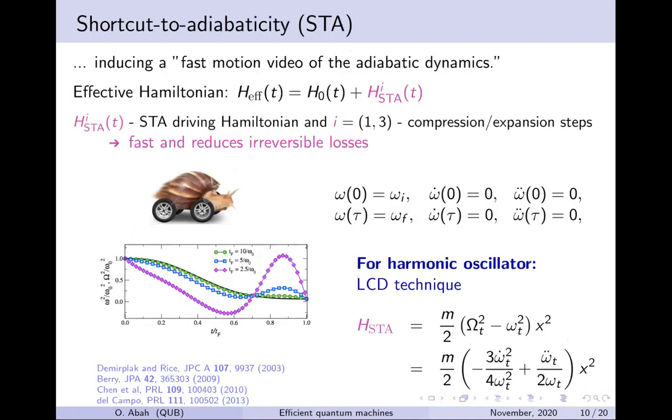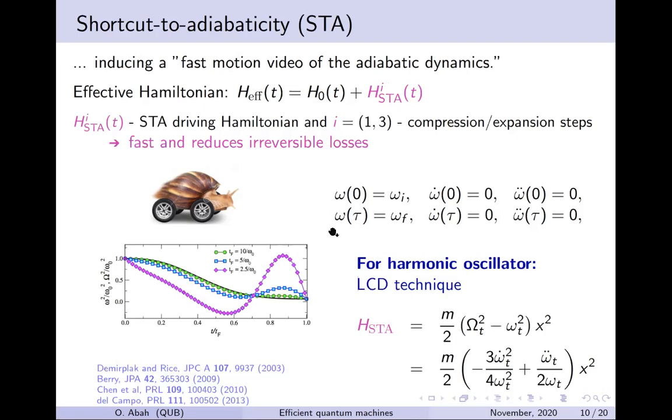So let's consider one of the known ways of doing this, which is called shortcut to adiabaticity. This is basically like slowing down a fast motion video. You start a process, for instance, you look at the plot, and we want to end at the same point where it would end in the adiabatic situation without minding what happens in between. If we look at the first question here, what it tells you is that we need to construct an additional Hamiltonian which will suppress the non-adiabatic transitions during the driving protocol.